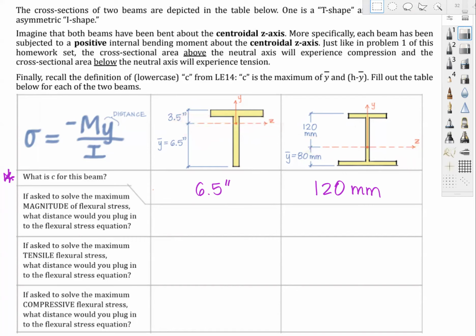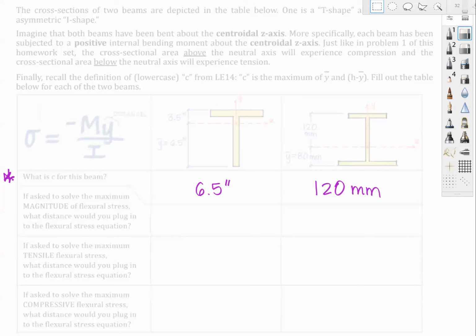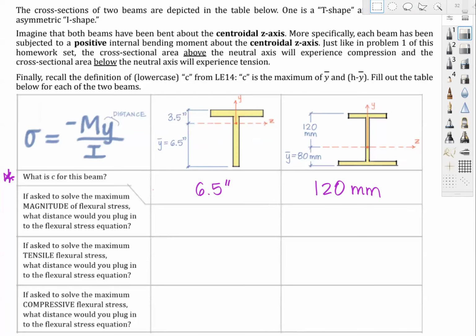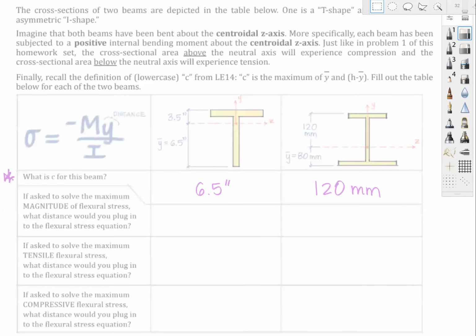Before we get into the tension and compression, I'm going to move this layer here. Give me one second to get my layers where I want them to be. Okay, we're going to turn this one down.